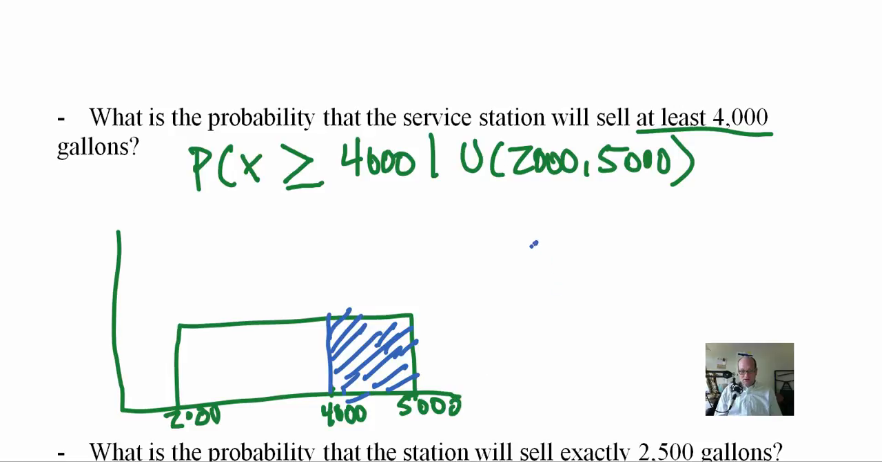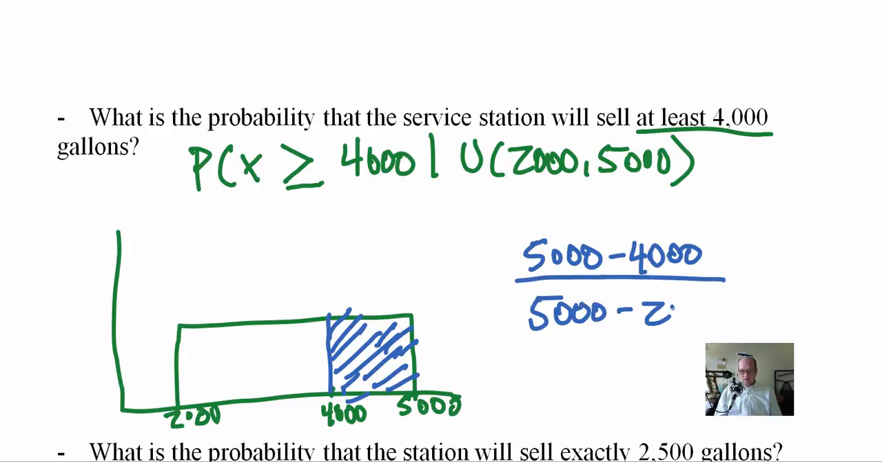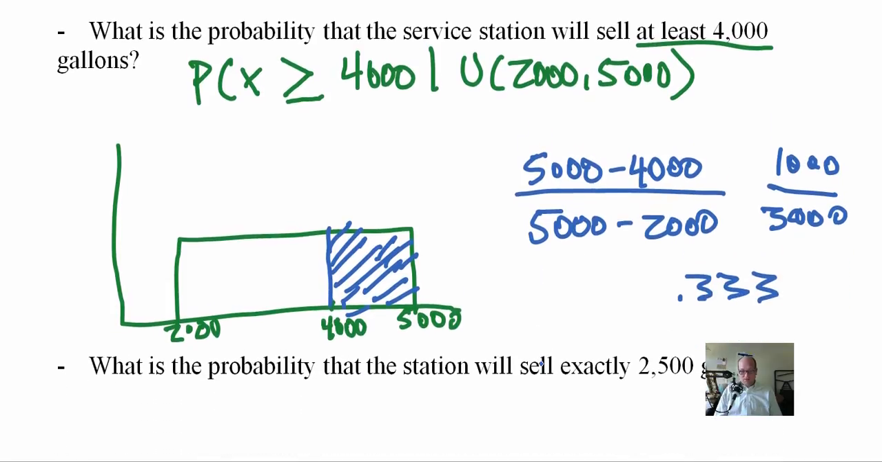All right, so what's my numerator? Numerator is 5,000 minus 4,000. Denominator, 5,000 minus 2,000. This is 1,000. This is 3,000. That's 1/3, 0.333 repeating, all right? 33.3%. That's it. That's all we do with that one. One more. I promise it's the last one.